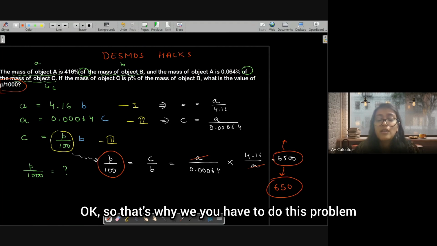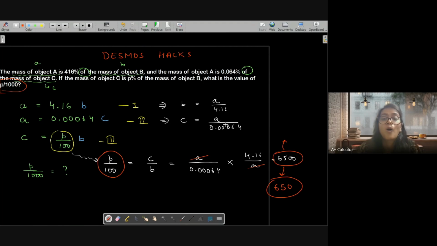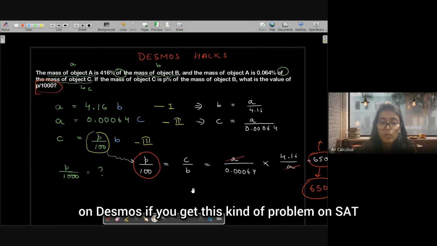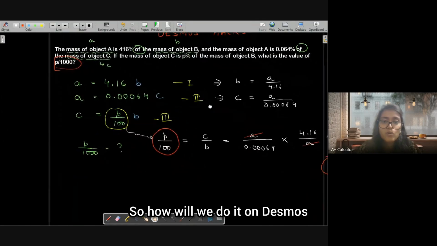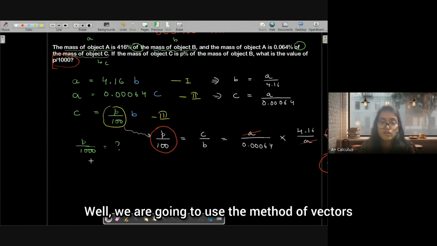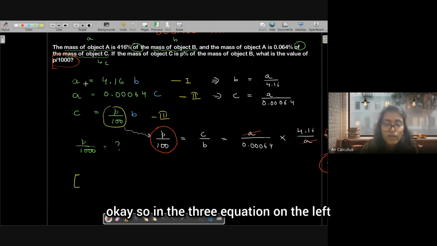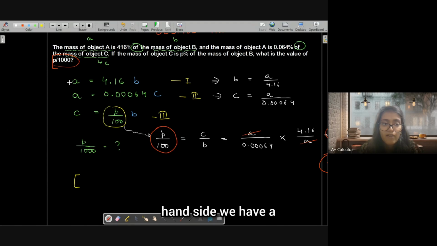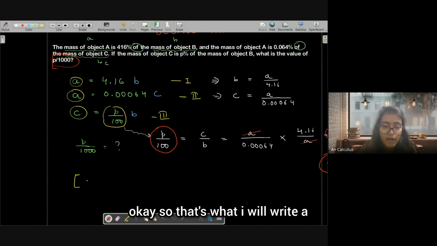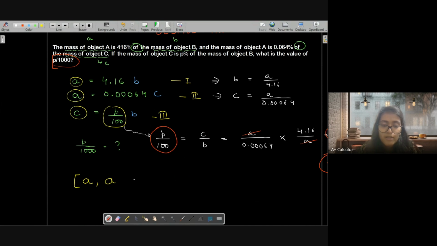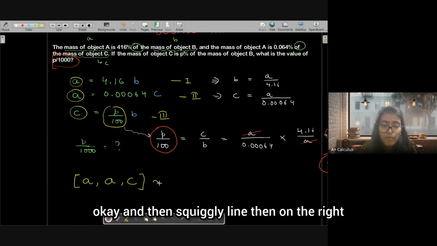Okay, so that's why you have to do this problem on DESMOS if you get this kind of problem on SAT. So how will we do it on DESMOS? Well, we are going to use the method of vectors. So we have 3 equations and I'm going to create a vector. Okay, so in the 3 equations on the left hand side, we have A, and C. Okay, so that's what I'll write, A, comma, C. Okay, and then squiggly line.